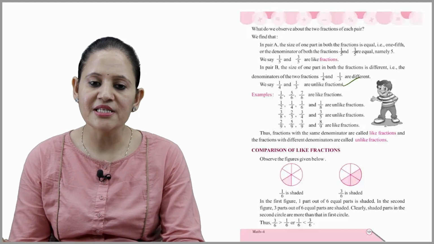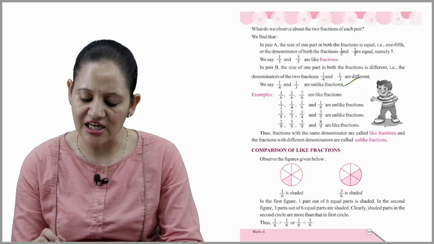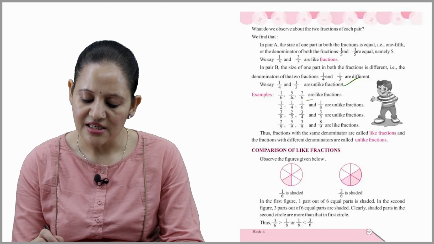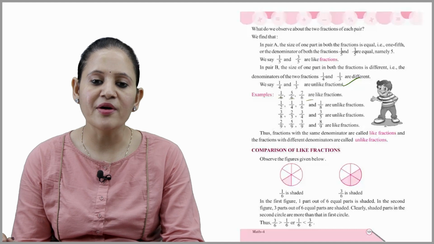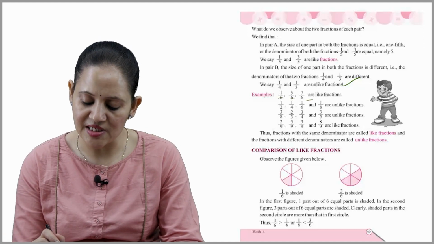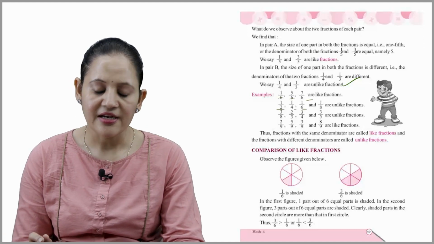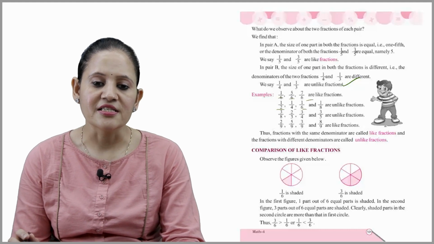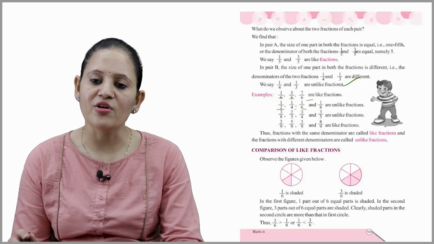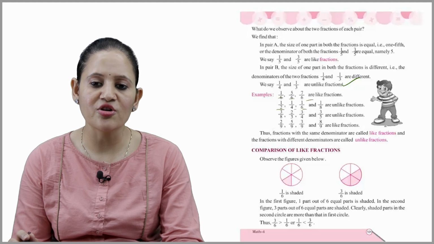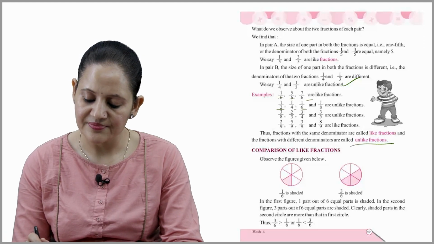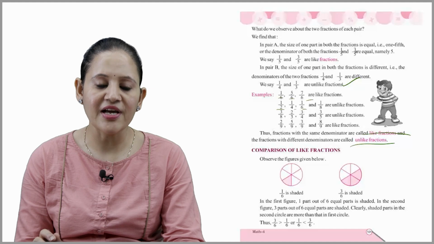For example, 1 by 6, 5 by 6, 7 by 6 ये क्या हो जाएंगे like fractions because denominator सब में same है. 1 by 2, 1 by 4, 1 by 6 they are unlike fractions because denominators are different. Clear? Thus, the fractions with the same denominator are called like fractions and the fractions with different denominators are called unlike fractions. Next is comparison of like fractions.